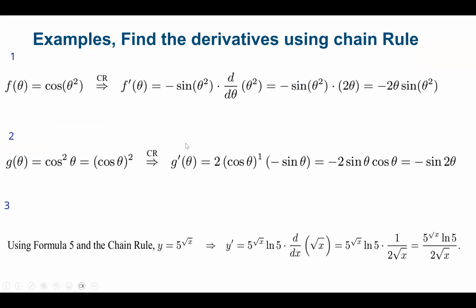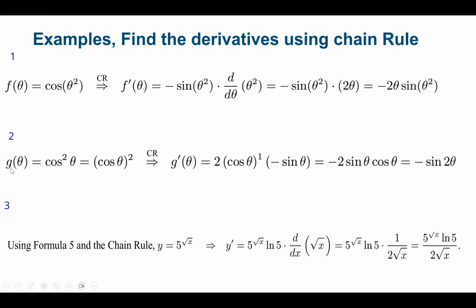the chain rule. So our first example is we should find the derivative of f at theta equal to cos theta square. Now we can say this is a composite function. So here we need to find the derivative of cos theta square, which will give us minus sine theta square. Then we have to find the derivative of theta square, which will give us 2 theta using the power rule. So our answer here will be, again, derivative of cos theta square will give us minus sine theta square times derivative of theta square will give us 2 theta. So our final solution will be minus 2 theta sine theta square.